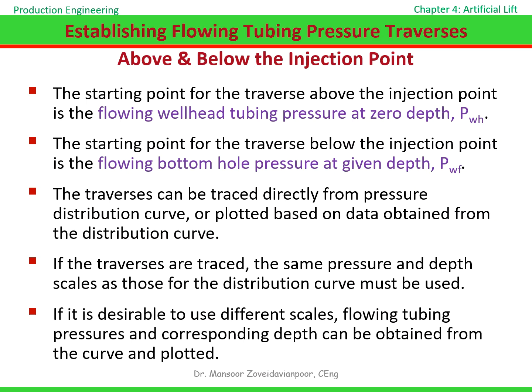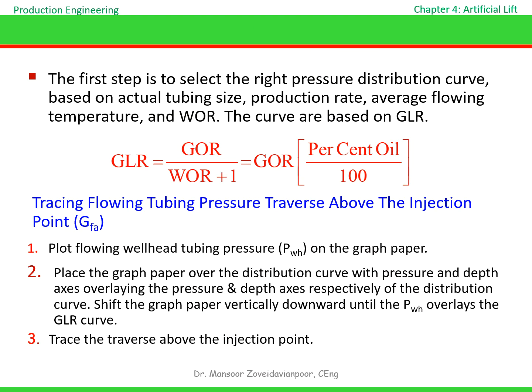To establish GFA, we first select the correct pressure distribution curve based on tubing size, production rate, temperature, and GLR. Next, we plot the flowing wellhead pressure, PWH. Then we overlay the graph on the selected pressure distribution chart and shift it until PWH falls on the appropriate GLR curve. Once aligned, we can trace the tubing pressure profile above the injection point. The goal is simply to construct GFA, the pressure traverse above the operating valve.